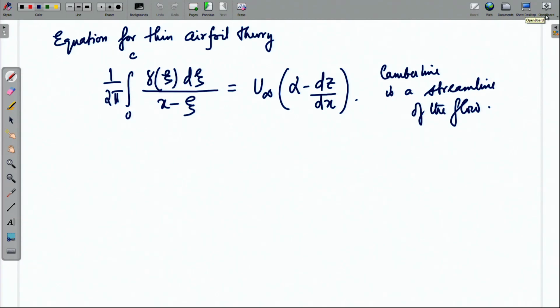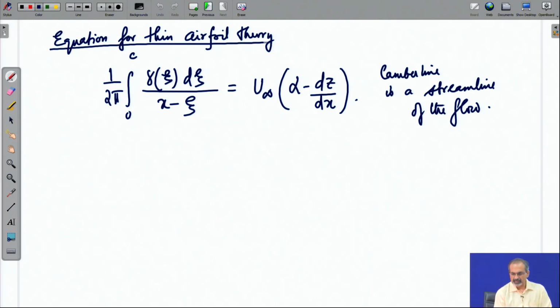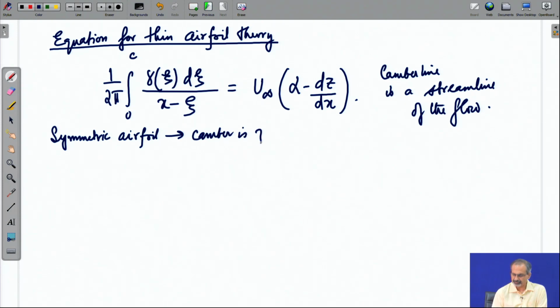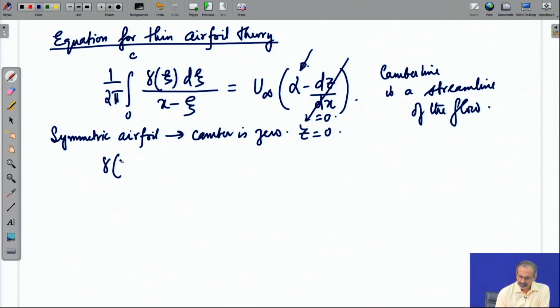So, last time we derived the equation for thin airfoil theory, and now let us try to apply this equation to symmetric and cambered airfoils. For a symmetric airfoil, the camber is 0, that means z is equal to 0, and therefore this term goes out from the equation altogether, which basically means you just have the effect of angle of attack on the right hand side of the equation. Now, it comes down to working out gamma xi.